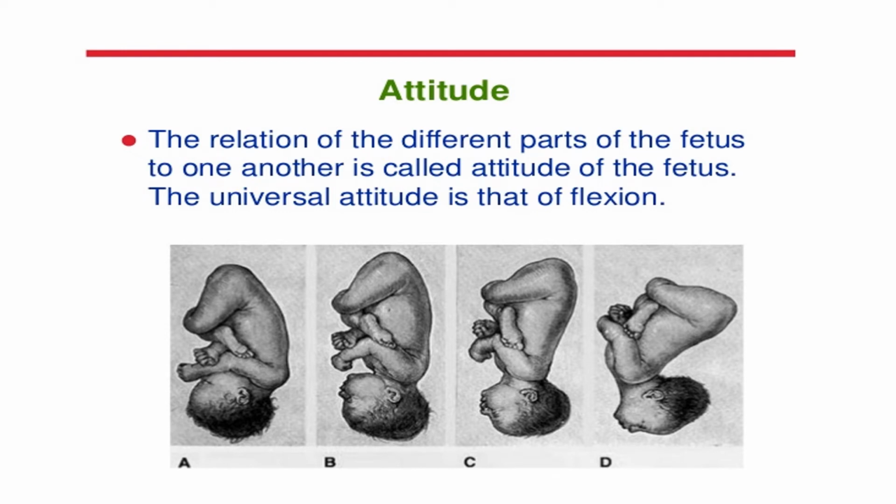Next is attitude. It is the relationship of the different parts of the fetus to one another, and the universal attitude is flexion. Already I have told you. See, this is the universal attitude. The baby is completely flexed. The extremities are flexed towards the abdomen. See, hands are flexed, lower limbs are also flexed, and the head is flexed towards the chest. This is extended, this is slightly deflexed, this is fully deflexed. This is the normal position, complete flexion.